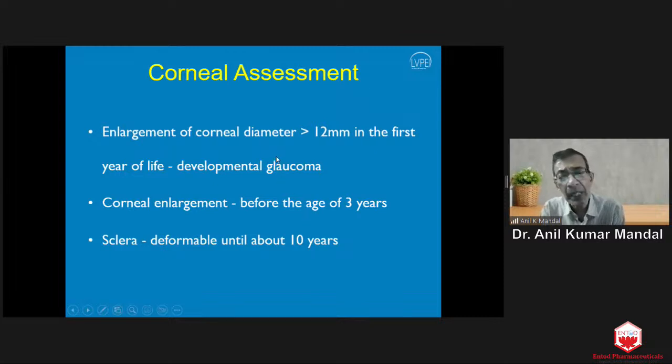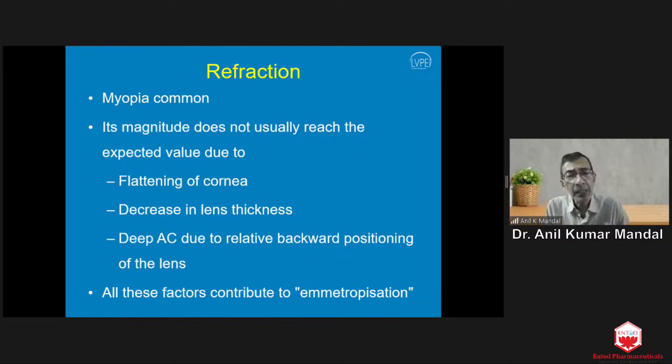Now, enlargement of the cornea more than 12 millimeters at any age is suspicious, particularly in the newborn baby, where corneal diameter at birth is 10.5 millimeters. And there, if it is more than 12, associated with classic features of corneal edema and Haab's striae, the diagnosis is almost reached. Along with that, proper evaluation under anesthesia. Corneal enlargement occurs before 3 years of age, but the sclera is deformable until 10, 12, 13 years. So even when the cornea is not enlarging, because of chronic high pressure there may be megalophthalmos, and the anteroposterior axis can enlarge, or the eyeball can enlarge in all dimensions, giving rise to higher axial length. So in the assessment, axial length should be measured.